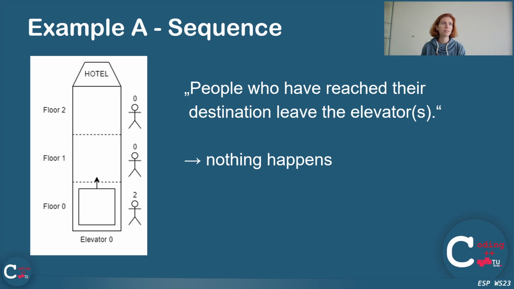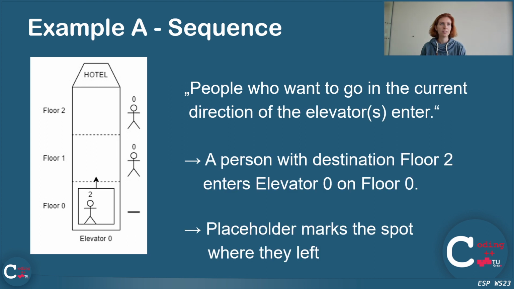We start with people who have reached their destination leave the elevators. In this case, there are no people in the elevator, so nothing happens here. The next step is people who want to go in the current direction of the elevators enter. You can see here, this person wants to go to floor 2, which is upwards. The elevator is currently going upwards, so this person enters the elevator. And here we've put a placeholder that marks the spot where the person has left.